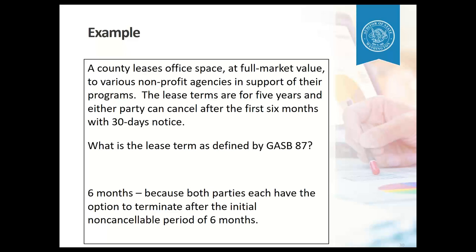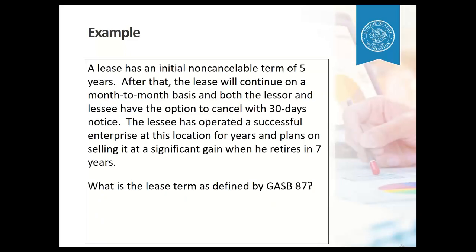So it's only 6 months. Remember, Deb told us that if either party can cancel, that's not included in the lease term. So after those first 6 months, they can both cancel it. So that is our lease term.